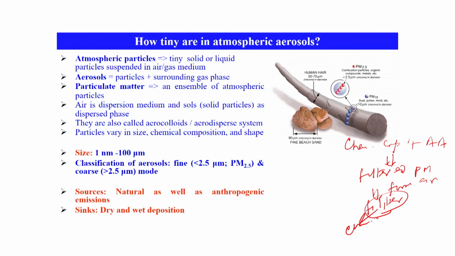And then I discussed that air is a dispersion medium and the solid particles are the dispersed phase. They are also called aerocolloidal or aerodispersed phase systems. Particles vary in size, chemical composition and shape, there are huge variations. Size I had already discussed, 1 nanometer to 100 micrometers, and they are classified as fine and coarse. When we discuss chemical composition, for ultrafine particles the composition is very different. Generally, when we discuss particle size distribution, we consider these two. We will come to sources and other things.